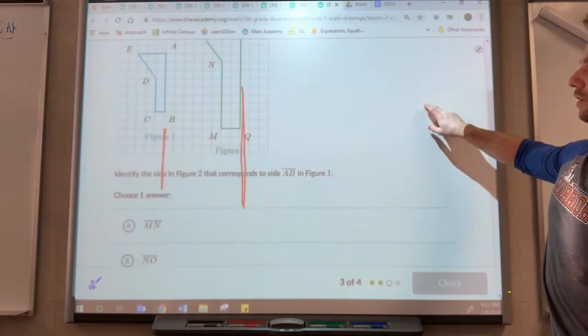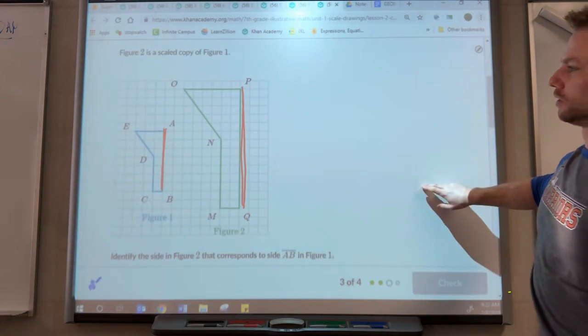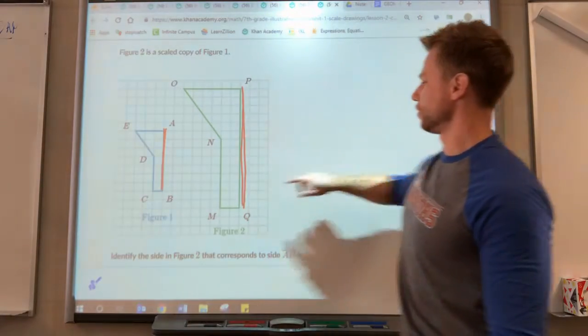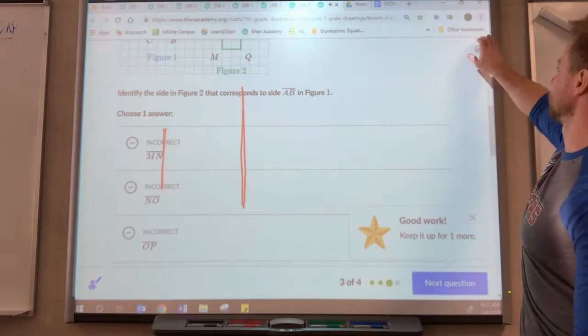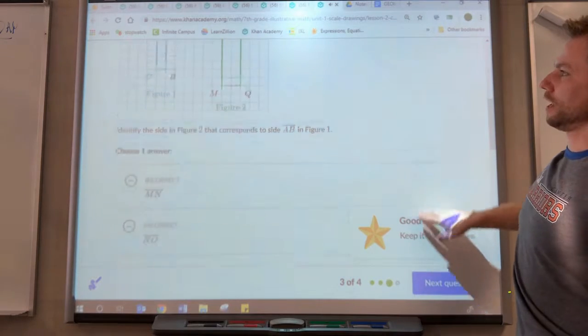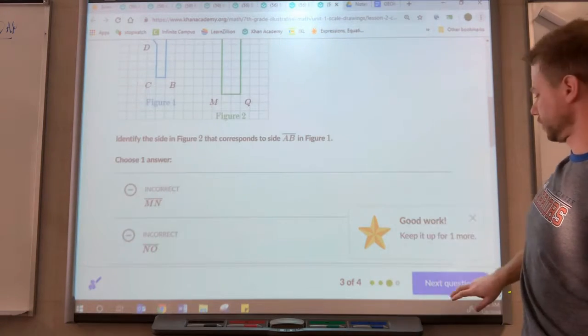All right, let's go down and look at our options. PQ is the one that we're looking for. So PQ is D, and that is correct. It was in the same spot as AB, so then we know they are corresponding.